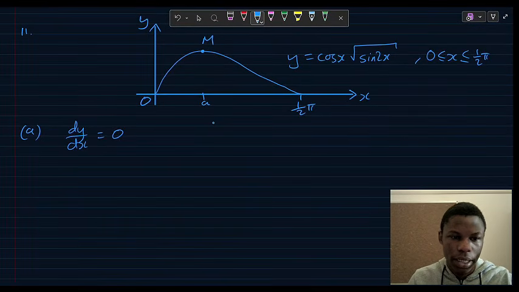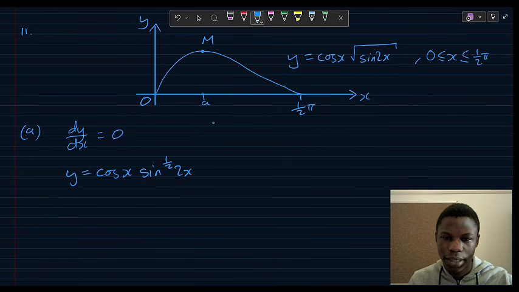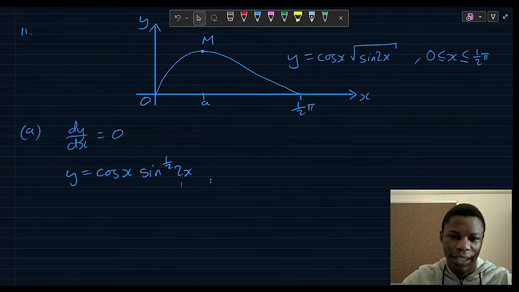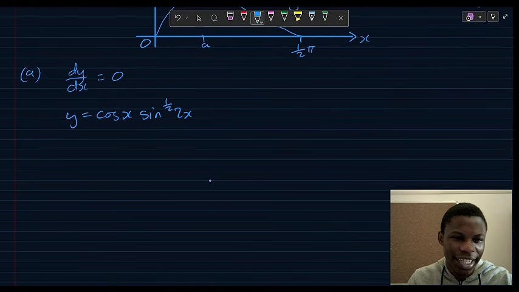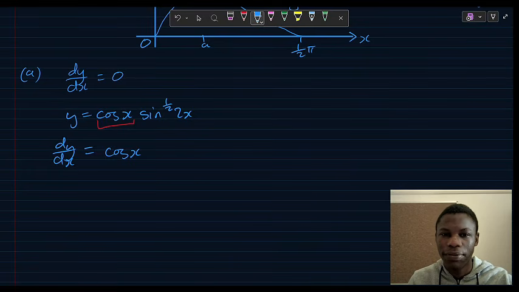So to do that, we need to differentiate our y is equal to cos x. I'll rewrite root sine 2x as sine to the half 2x. Dy dx, we're going to use the product rule here. So hold the cosine of x, differentiate the sine half of 2x. Let's actually do that on the side. We want to differentiate sine half 2x.